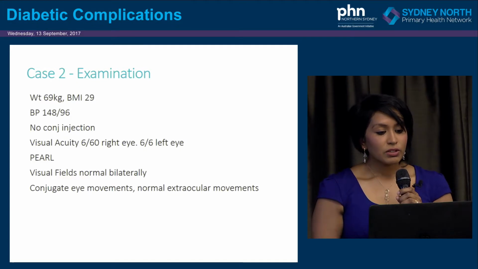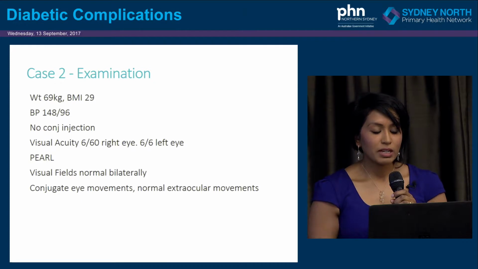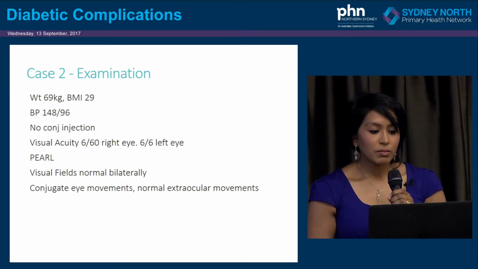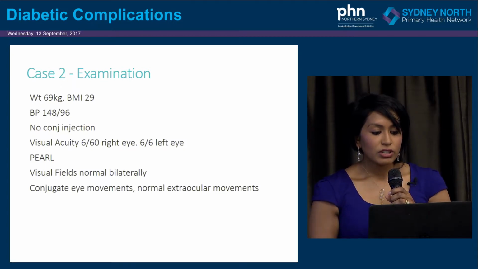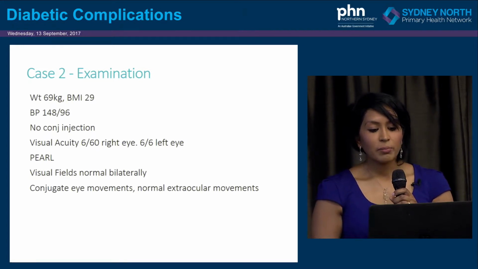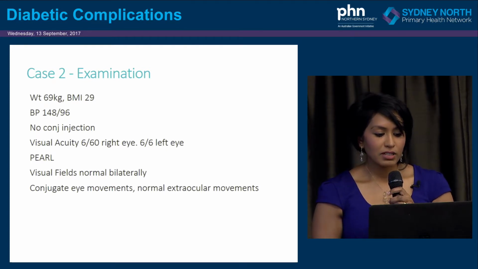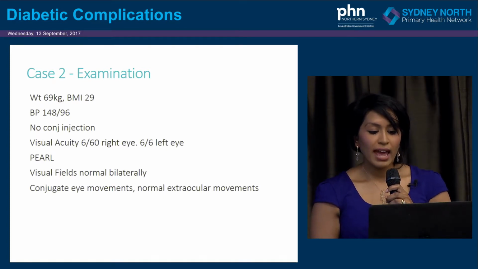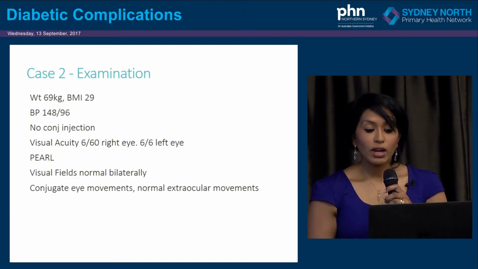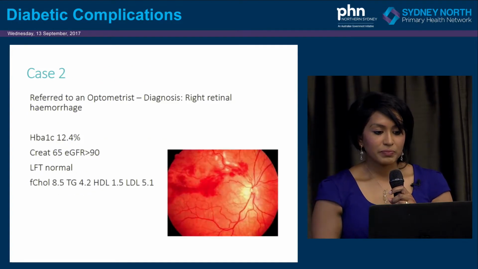So on examination with her GP, her weight is 69 kilograms and she's overweight with a BMI of 29. Her blood pressure is above target at 148 on 96. Examining her eyes, there's no discharge or conjunctival injection. Her visual acuity is only 6 on 60 in the right eye, but is normal in the left eye. And her pupils are equal and reactive to light. Her visual fields are normal, and her eye movements are normal. So there's no cranial nerve palsy, which can occur with patients with diabetes.